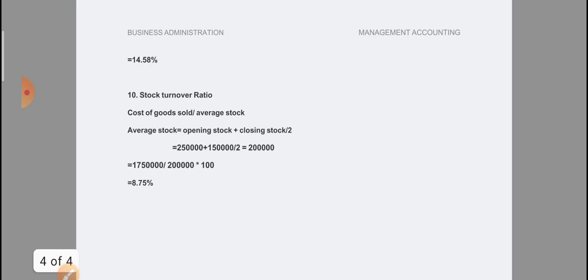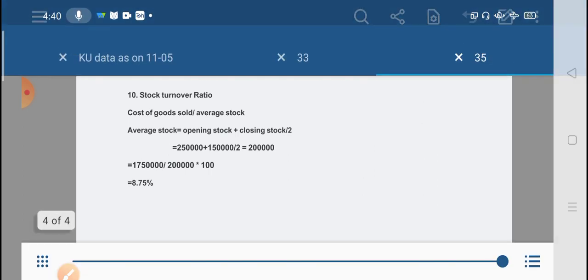Formula to calculate stock turnover ratio is cost of goods sold divided by average stock. Average stock equals opening stock plus closing stock divided by 2. Opening stock is 2,50,000 plus closing stock is 1,50,000 divided by 2, that is 2 lakh. And cost of goods sold is 17,50,000, so divided by 2 lakh, 8.75 times. The stock turnover ratio is 8.75.